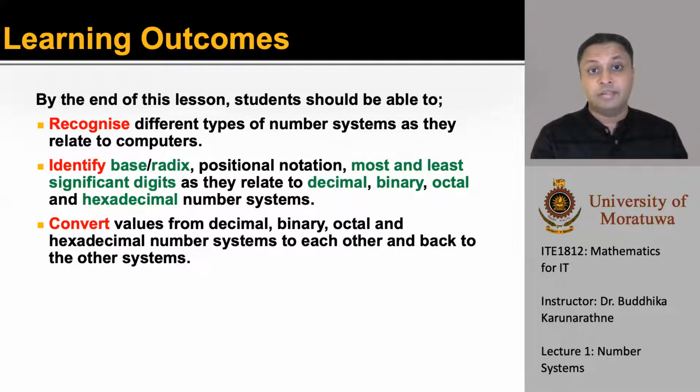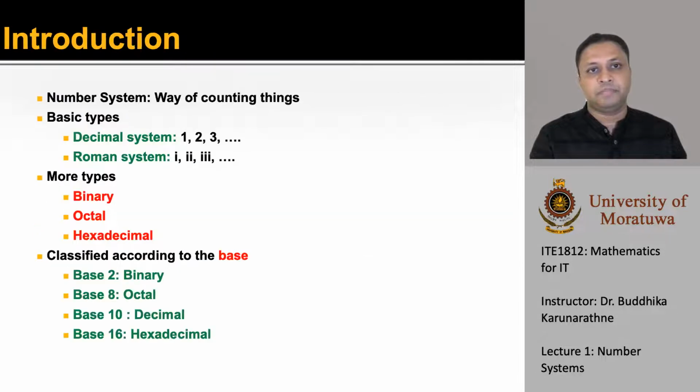By the end of this lesson, you should be able to recognize different types of number systems as they relate to computers, and also to identify base or radix, positional notation, most and least significant digits as they relate to decimal, binary, octal, and hexadecimal number systems, and to convert values from decimal, binary, octal, and hexadecimal number systems to each other and back to the other systems.